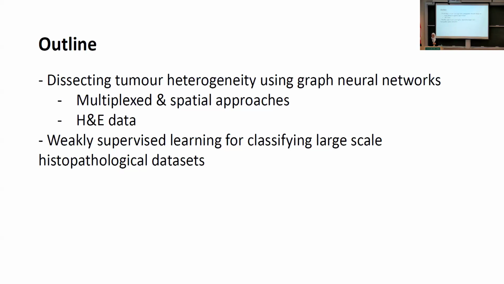And today I will be focusing on 2 main methods that we have been using to learn about the dynamics. So we have looked at graph neural networks to look at tumor heterogeneity, and it has been nicely introduced in the previous session. And then I will talk about other approaches that are more scalable. Graph neural networks can be problematic for us because we have very large networks, so we are interested in more scalable approaches such as weakly supervised learning.